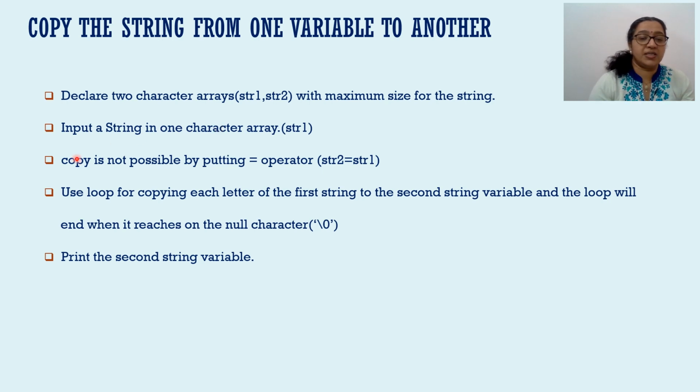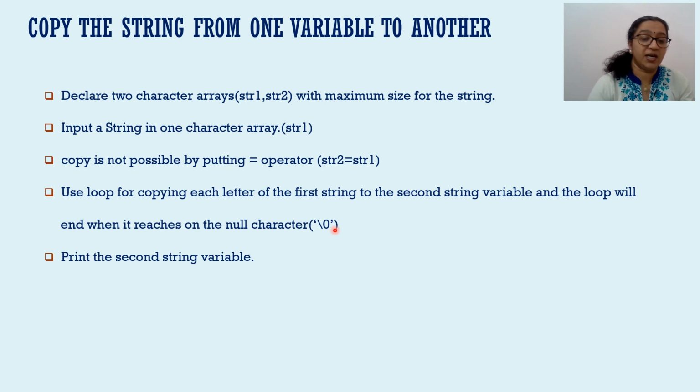Then the third step is copying. But copy is not possible by using the equal to operator. Normally we can say str2 is equal to str1. Is it? This is the way of copying. But in C++, the equal to operator will not work with strings. So what to do? Use a loop for copying each letter of the first string to the second string variable. And the loop will end when it reaches the null character, that is \0.